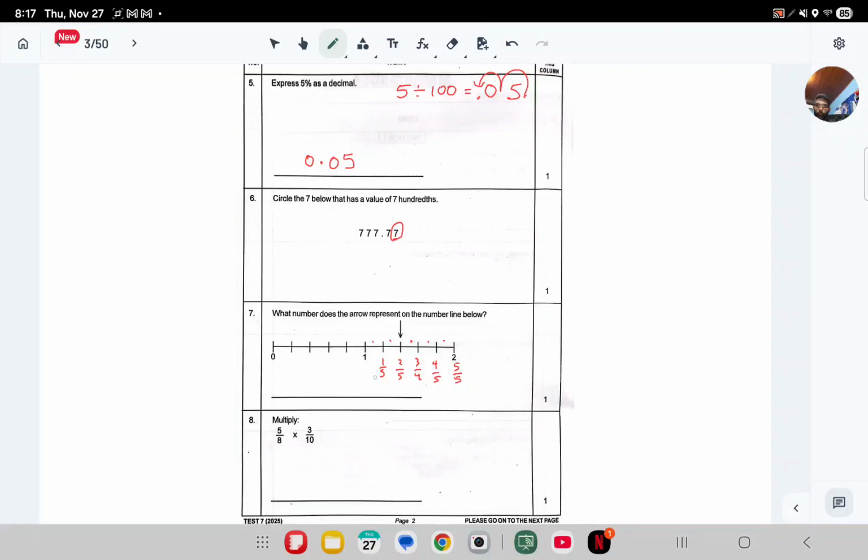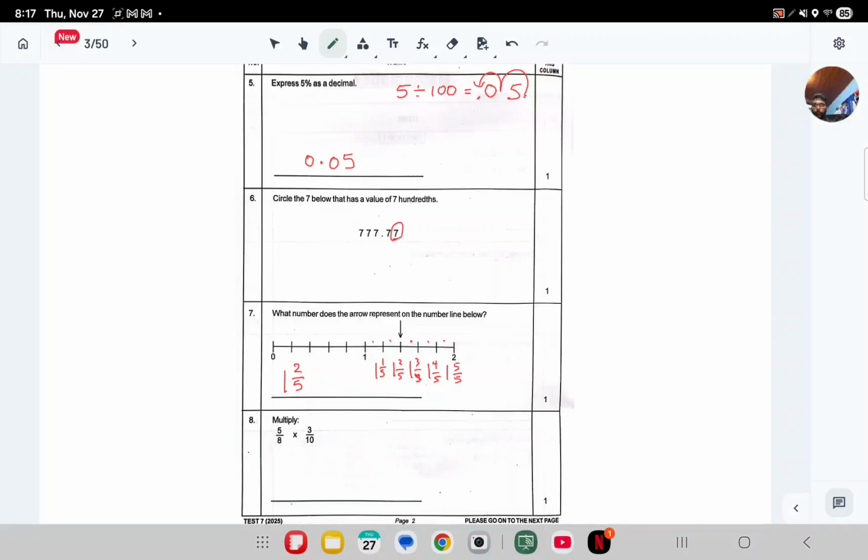So therefore, this would represent 1 and 1/5, 1 and 2/5, 1 and 3/5, 1 and 4/5, and 1 and 5/5. 5 over 5 is 1, so 1 add 1 is 2. That's how we get the 2 wholes. The arrow is pointing to the second stroke here, which is 1 and 2/5.